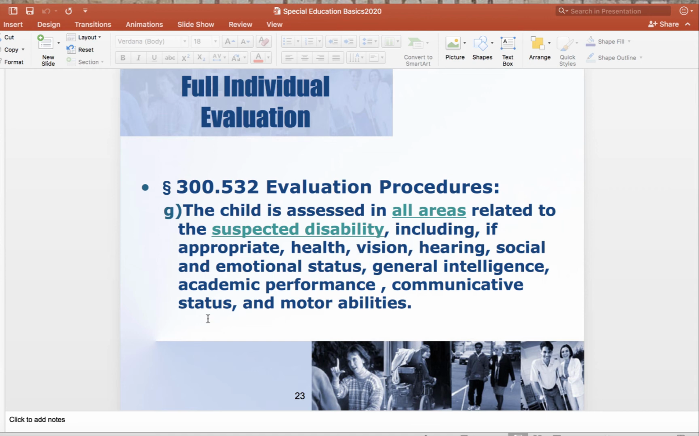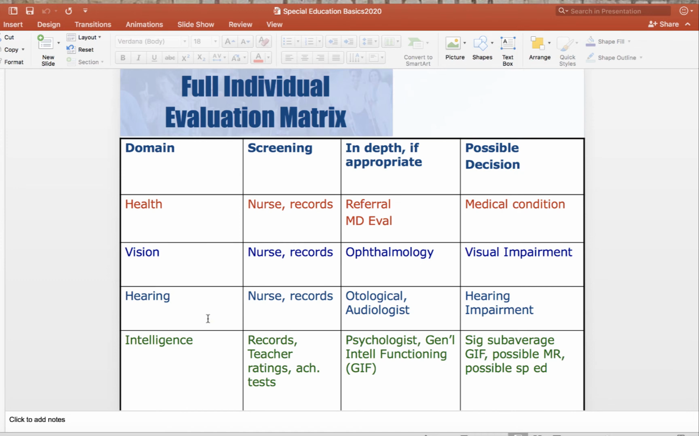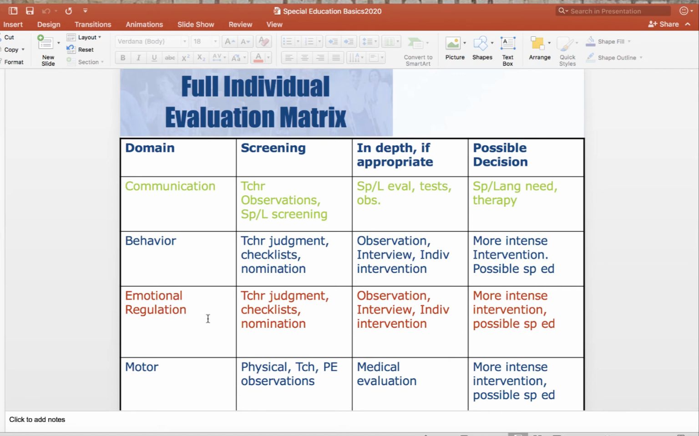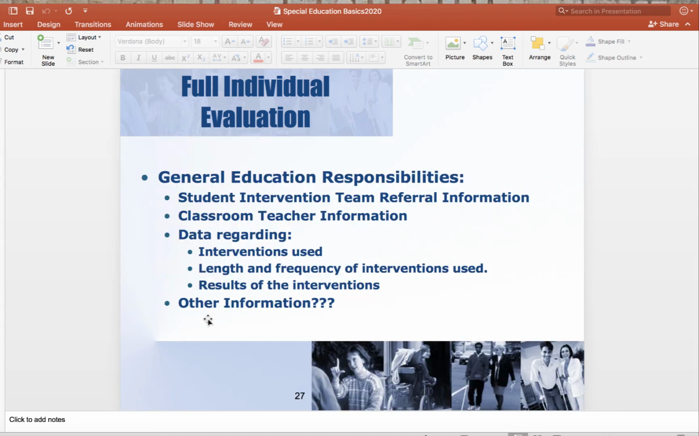And you must assess in all areas of suspected disabilities, including the following things: health, vision, hearing, intelligence, reading, math, adaptive behavior, written language, communication, behavior, emotional, motor, etc. Once you've tried everything, then you need to be involved in making the referral for a full individual evaluation. General ed teacher responsibilities: they need to provide all that information from the RTI team forward, what interventions were used, how they were used, were they effective or not, etc. They were all there.